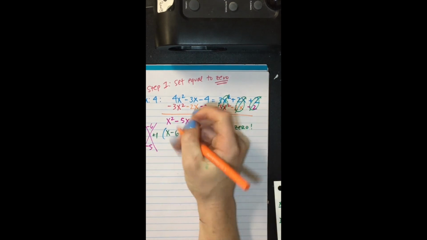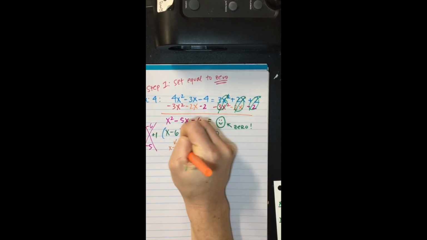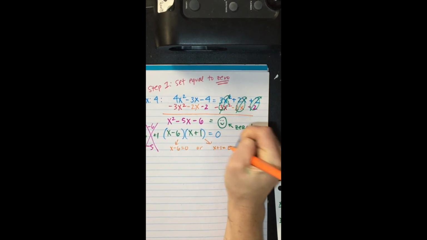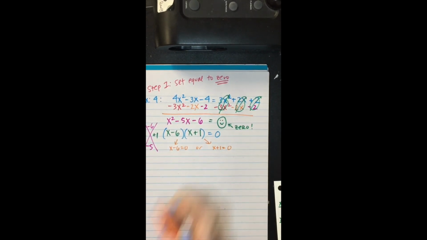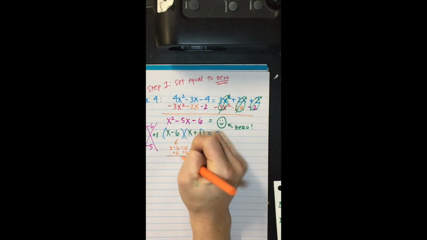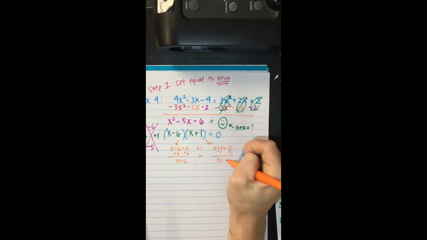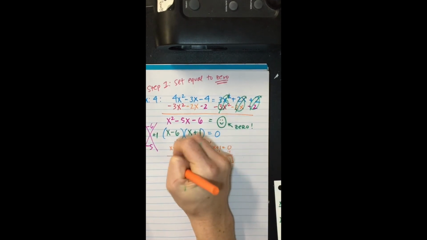And then I have my two equations. X minus 6 equals 0, or x plus 1 equals 0. Then I add 6 to both sides. I have x equals 6, or subtract 1, x equals negative 1. And those are my two answers.